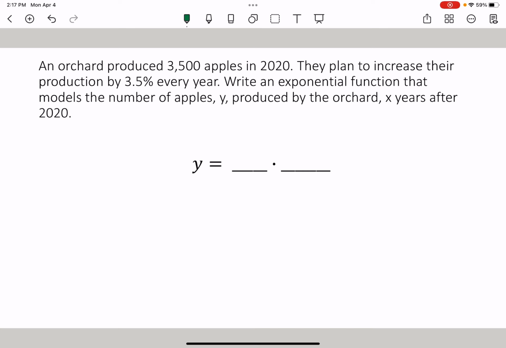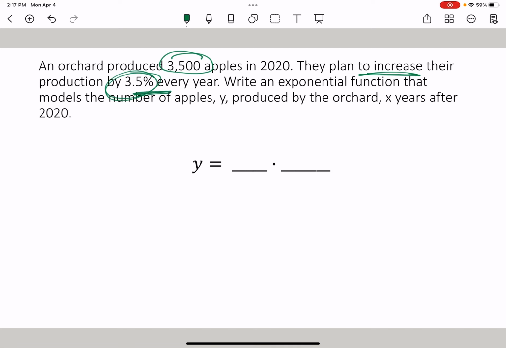So this problem says that an orchard produces 3,500 apples in 2020. They plan to increase their production by 3.5% every year. Write an exponential function that models the number of apples produced by the orchard x years after 2020. So we have 3,500 apples. They're going to increase their production by 3.5%.